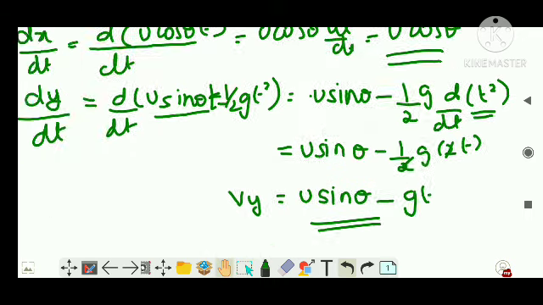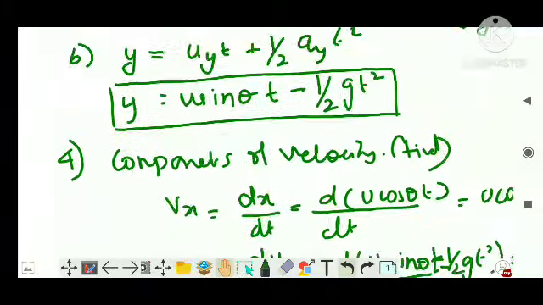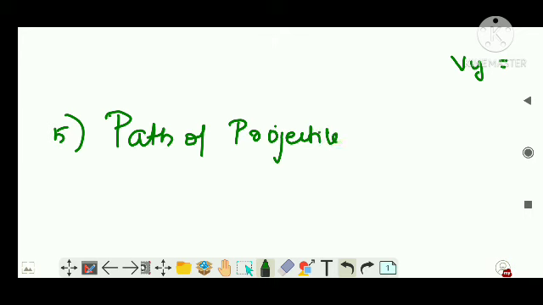Right? Now let's move on to the next section, guys. Now what was the point? I forgot. 5 or 6 or 4. Now fifth point, that is nature or path of projectile. That is, you are asked what is the path of the projectile. You have to say what it is. I will say now the answer is parabola. That is, path of the projectile is a parabolic form.